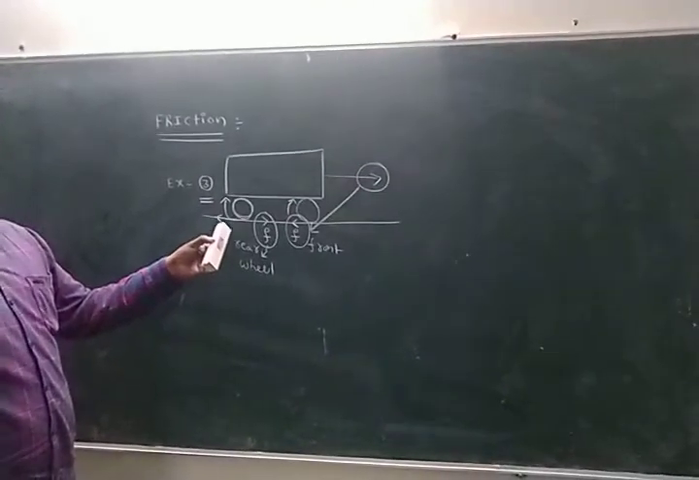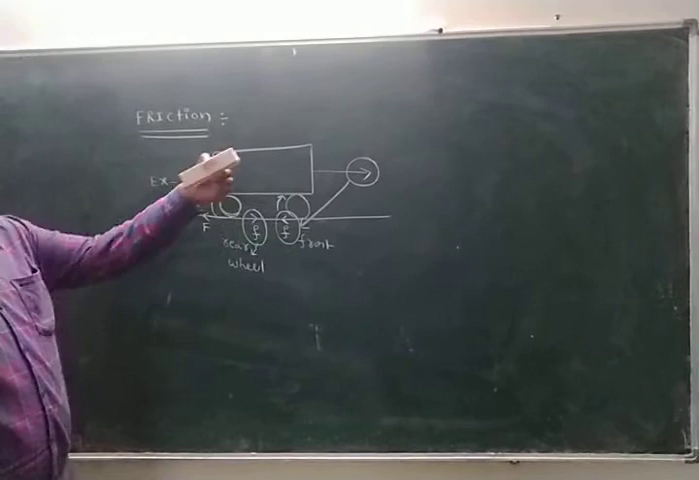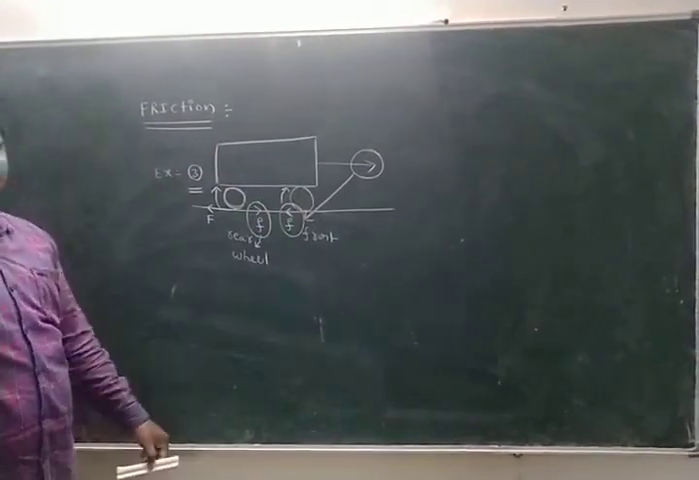On the front wheel, frictional force acts opposite to the direction of motion of the vehicle. On the rear wheel, frictional force acts in the same direction as the motion of the wheel.